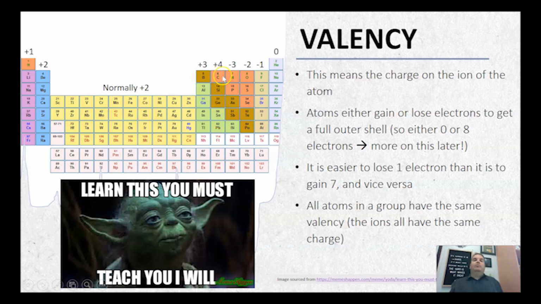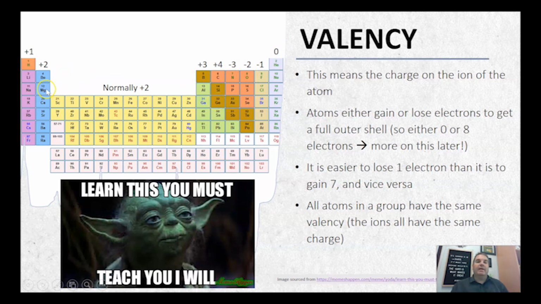Now this group here, group 4, has 4 electrons in its outer shell. So it could either attract 4 electrons or it could lose 4 electrons. Generally what they do is they lose 4 electrons to form a 4 plus charge. But once you get over here to nitrogen, this group 5, they only need 3 electrons to get their full outer shell of 8. So these will want to pick up 3 electrons. So now these become -3 for their valency. -2, -1, 0.